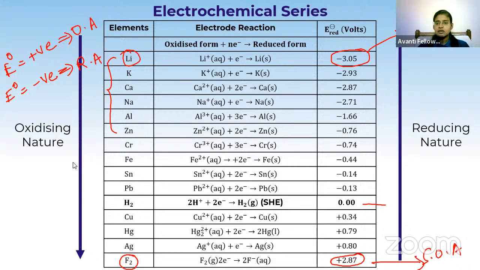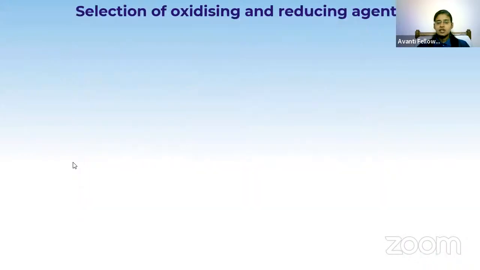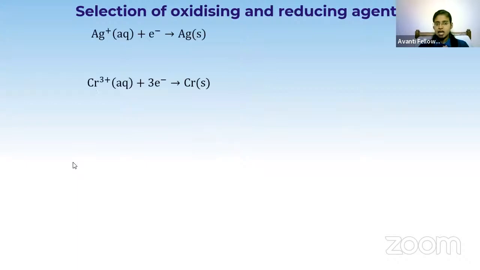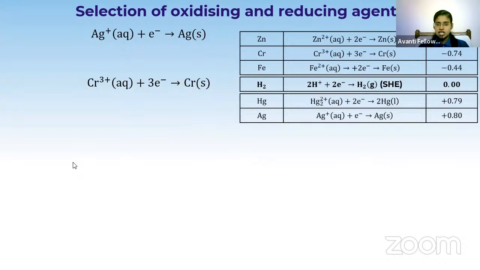Okay, thank you, Pragati. Listen. The next is the selection of oxidizing and reducing agent. How will you select? Let me take two reactions. One is with silver, another one is with chromium: silver plus and chromium 3 plus. And this is the table which we have seen now. Silver is having plus 0.80 value and chromium is having minus 0.74.